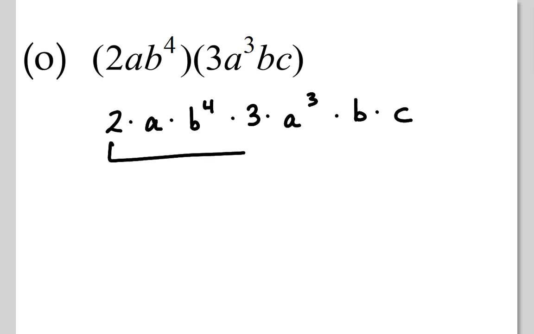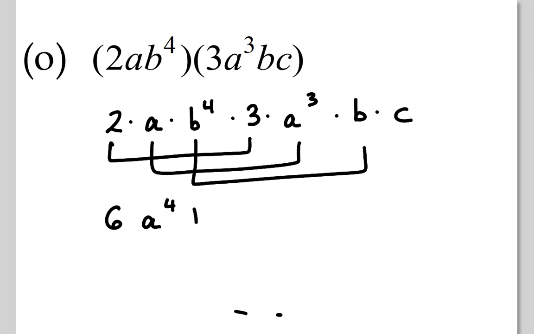All right, so the numbers go together. 2 times 3 is 6. The a's go together. Altogether, there's 4 of them. And the b's go together. Altogether, there's 5 of them. And there's 1 c all by himself there.